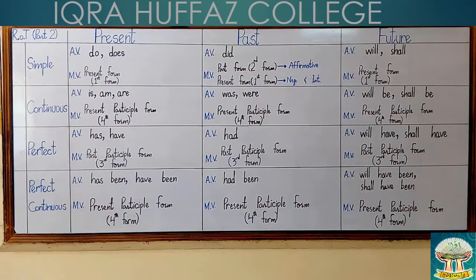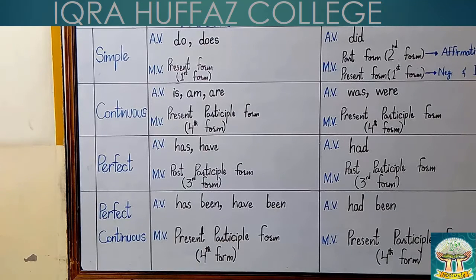Let's focus on this chart of tenses. As you know, there are three main tenses: present, past and future. And you can also look at the board. Every main tense has four further categories: simple, continuous, perfect and perfect continuous. I have used AV for auxiliary verb and MV for main verb. Let us look at the auxiliary verbs and forms of the main verb used in each tense. We will go through the present categories first.